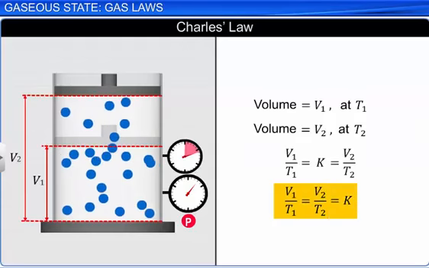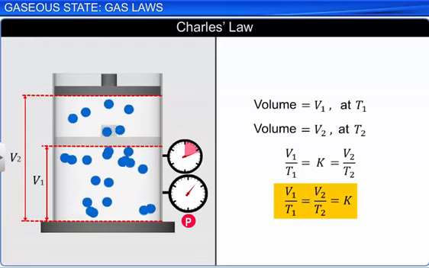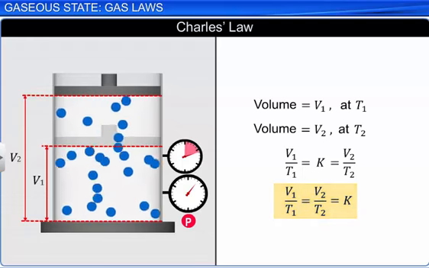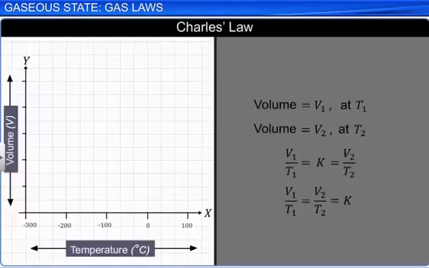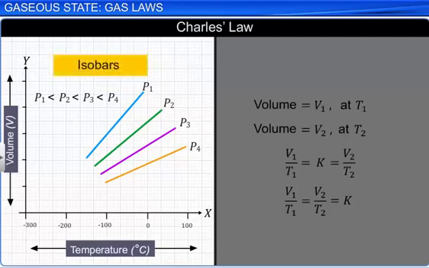For a given amount of gas, if we plot the variation of volume versus temperature at different pressures, we get different straight lines corresponding to each pressure. These lines are called isobars. You can observe all the straight lines on extending to zero volume, intercept the temperature axis at minus 273.15 degrees Celsius.